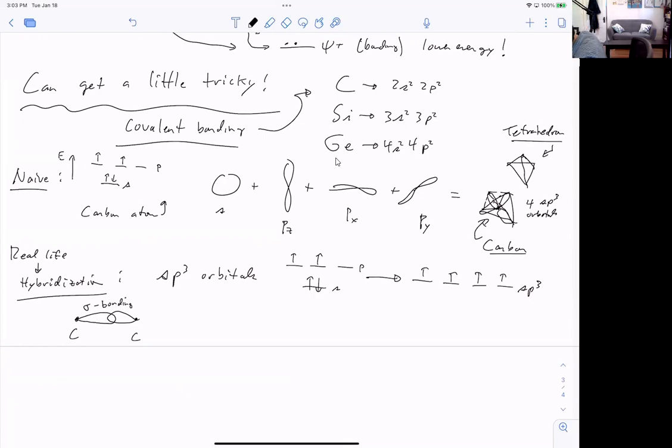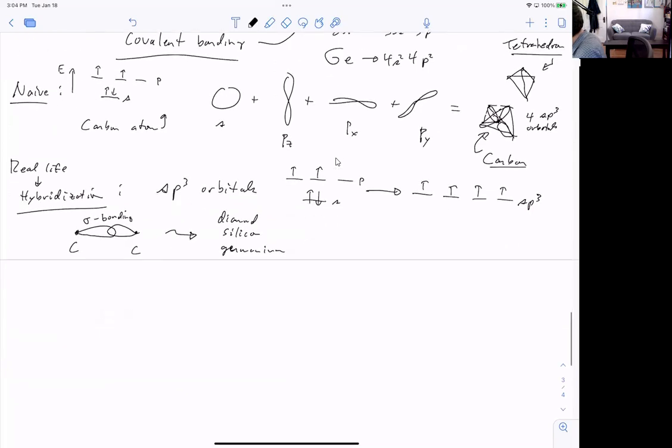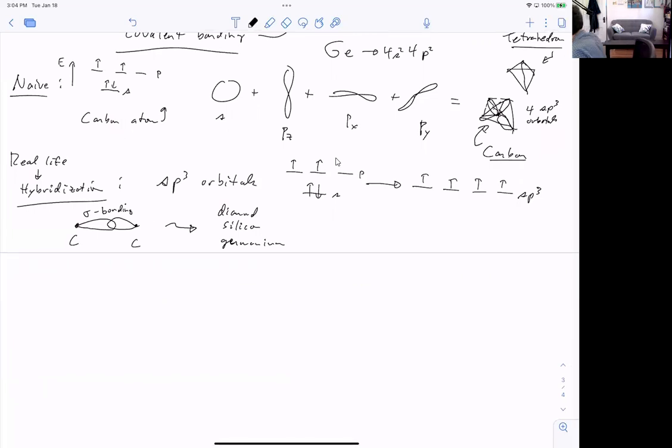And so that's how you get diamond, silicon, and germanium. It's these sp3 bonds, these tetrahedra that bond together. So that's a little bit not really intuitive. I realize that, but I still think it's worth talking about because that's what really happens. And so I just wanted to give you some sense of that.